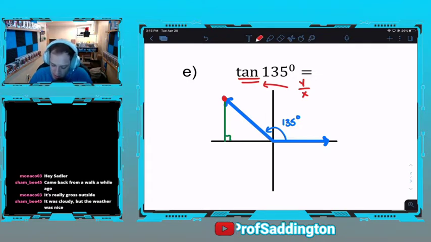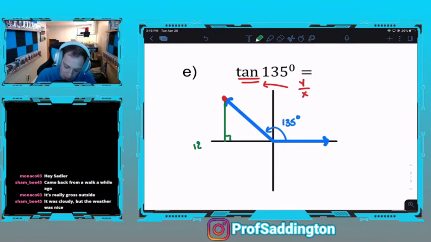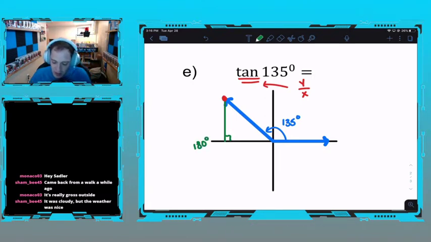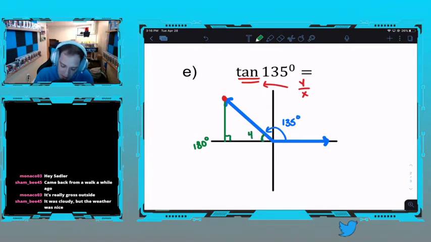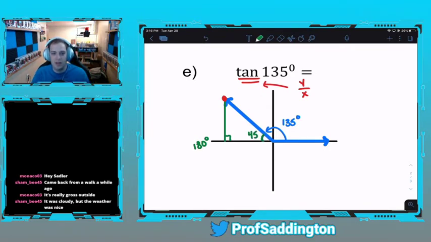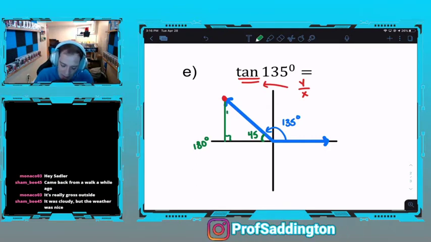So in this case, we have 135. Again, this is 180. So if we do 180 minus 135, we know that this angle in here is going to be 45. If you don't trust me, you can type it into your calculator, you can subtract it out, but that's 45 degrees. So this triangle is not going to be the one that we've been doing, the 30, 60, 90. It's going to be a 45, 45, 90.